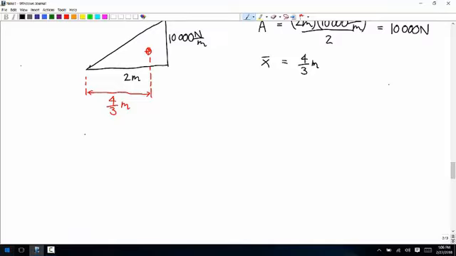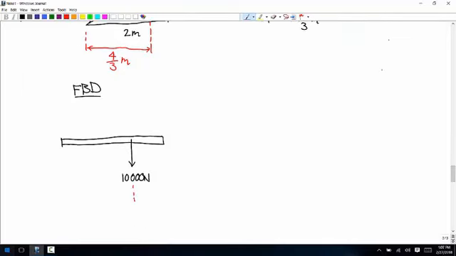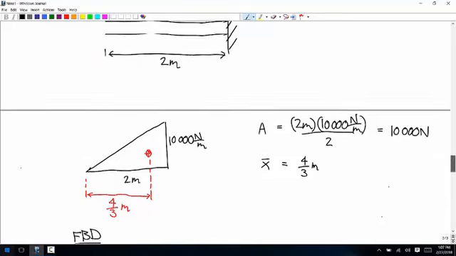Okay, so now that we have these, we can draw a free body diagram. We know that 2/3 of the way along the beam, from the left to the right, we're going to treat it like there's a point force here. And it has a magnitude of 10,000 newtons. And we know that this distance is 4/3. And then the only other loads are the reactions at the wall.